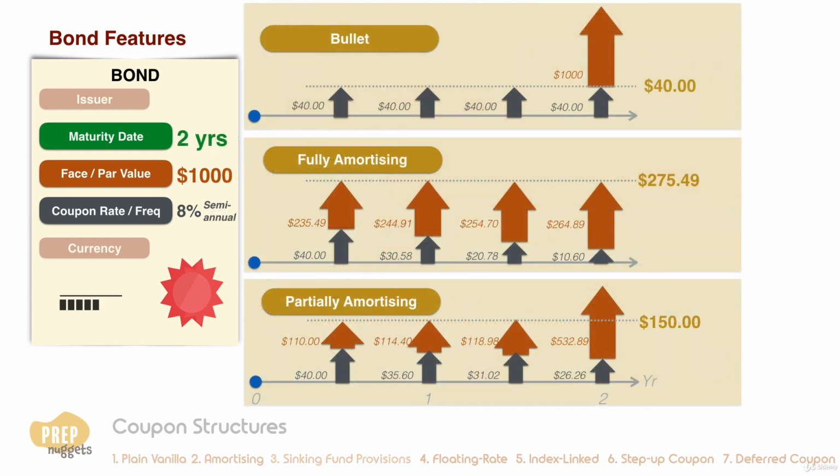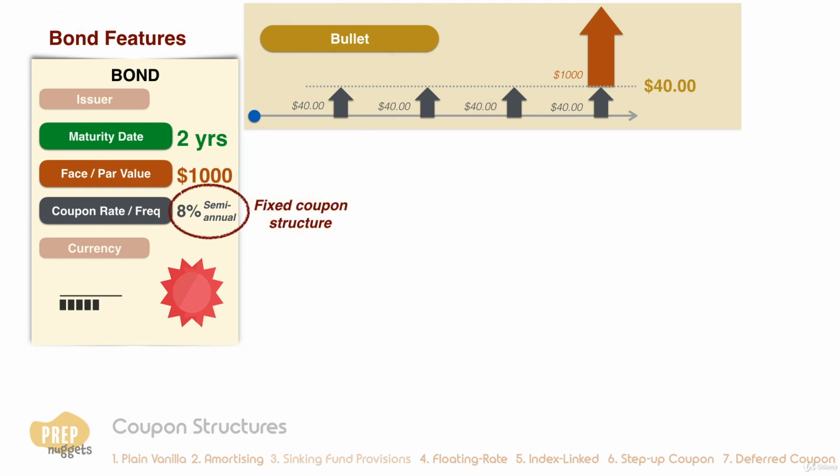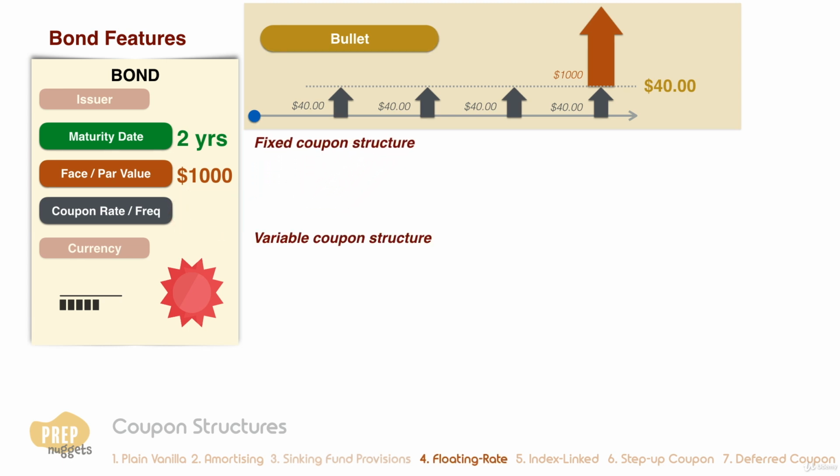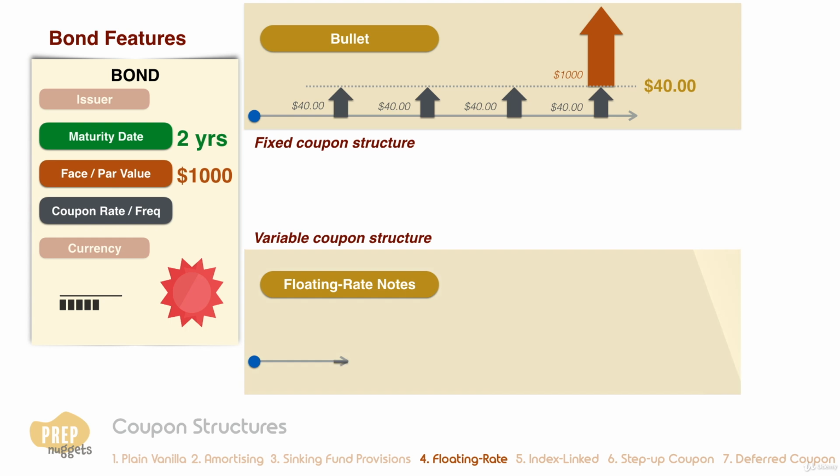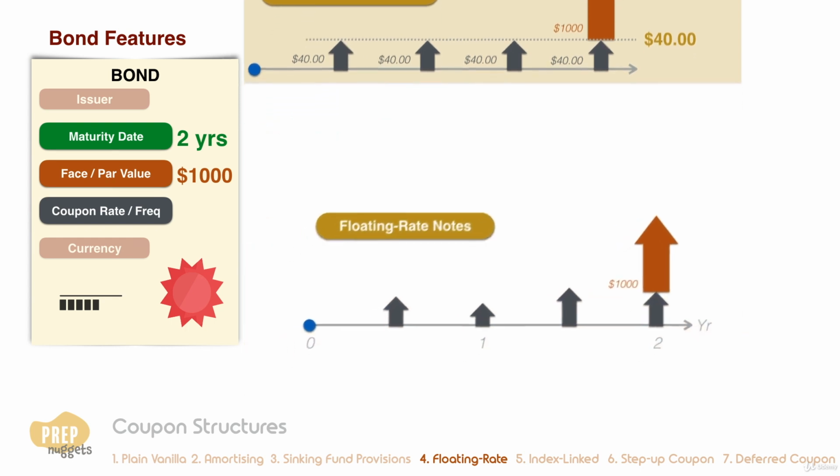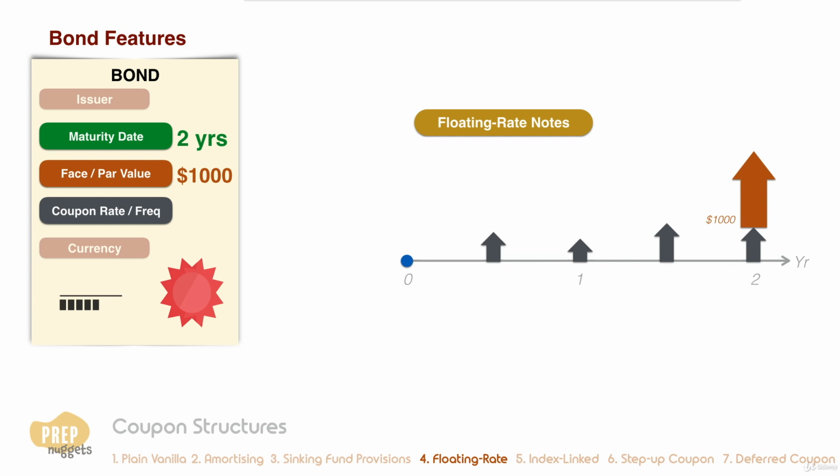So far, we've learnt the bullet, fully amortizing, and partially amortizing coupon structures. All of them have a fixed coupon structure which is determined at issuance. Some bonds, however, pay variable interest that depends on the current market rate of interest. Such bonds are called floating rate notes, or floaters. Floating rate notes tend to be structured such that there is a specific market rate of interest, also known as the reference rate. For example, we specify this bond to have the 6-month LIBOR as the reference.